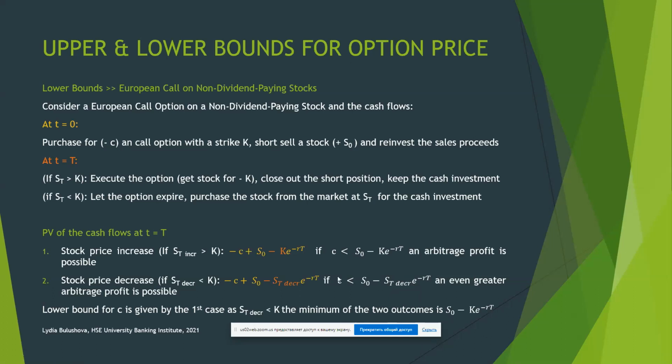So once again, we have a logic where we derive a portfolio of different assets, and we derive a lower bound out of two possible outcomes.